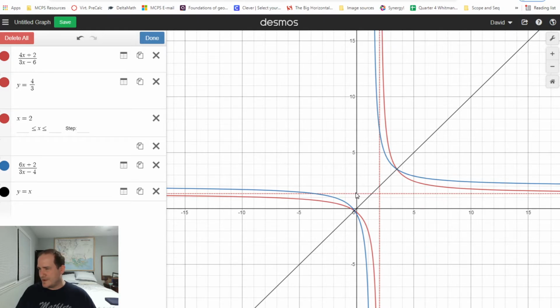Again, how could we test this? We could look at a couple ordered pairs if we wanted to, but I feel fine with it. It's good. Moving on.